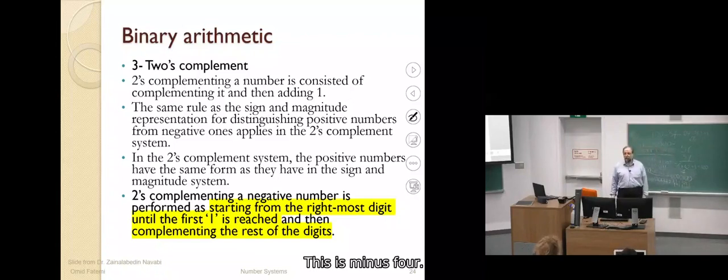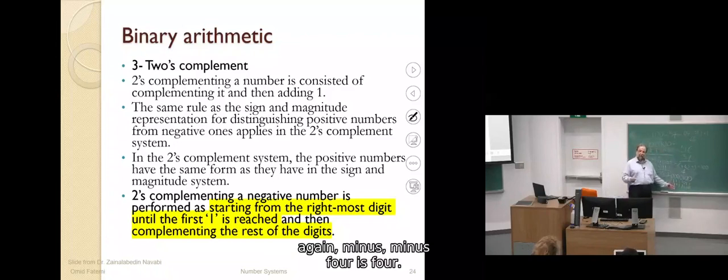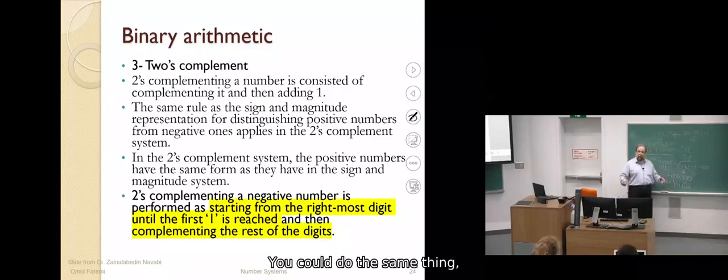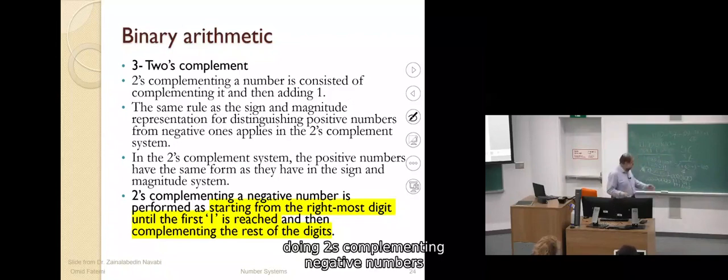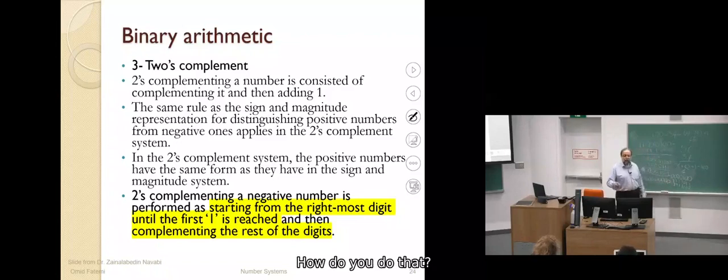This is minus 4. So if you want to make it minus again, minus 4 to 4, you could do the same thing: complement everything plus 1. There is a simpler way for two's complementing negative numbers when there is 1 here. How do you do that? You start from the rightmost digit until the first one, and then complement the rest.